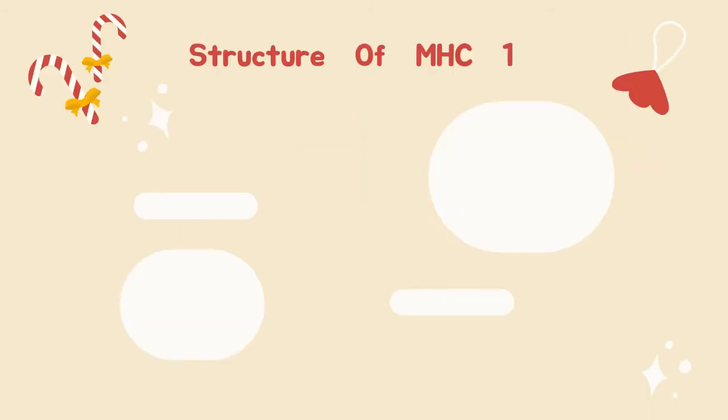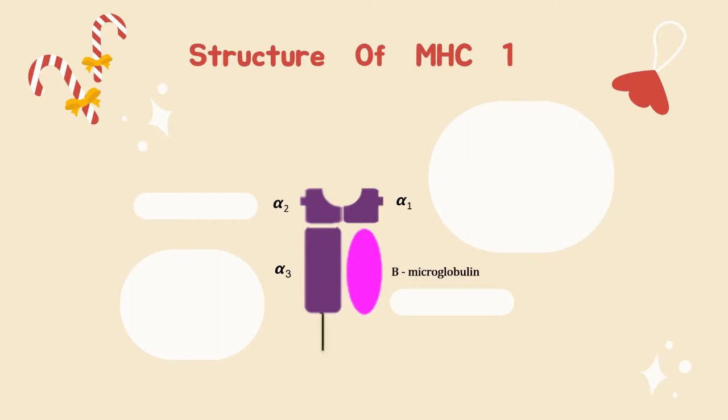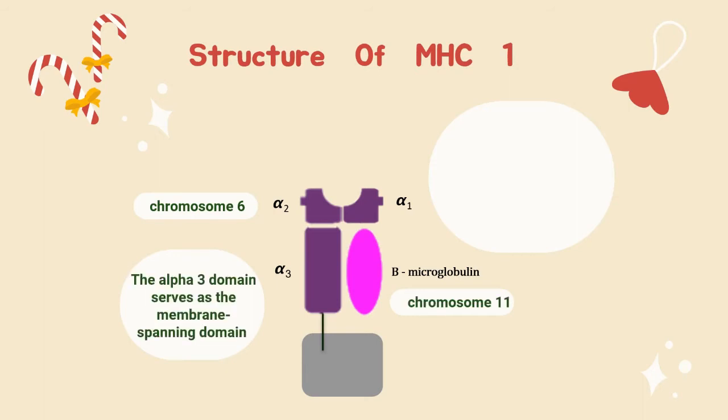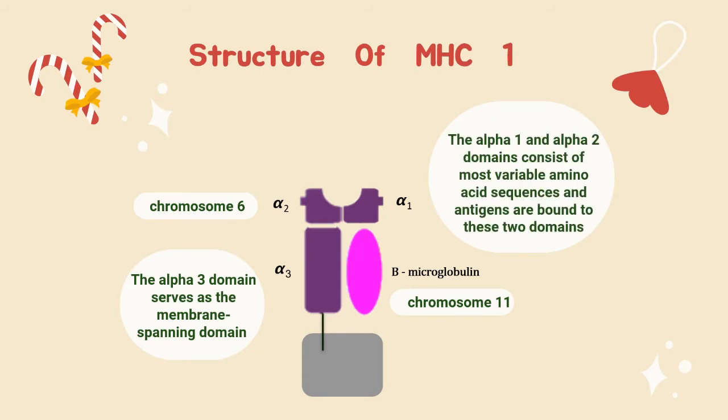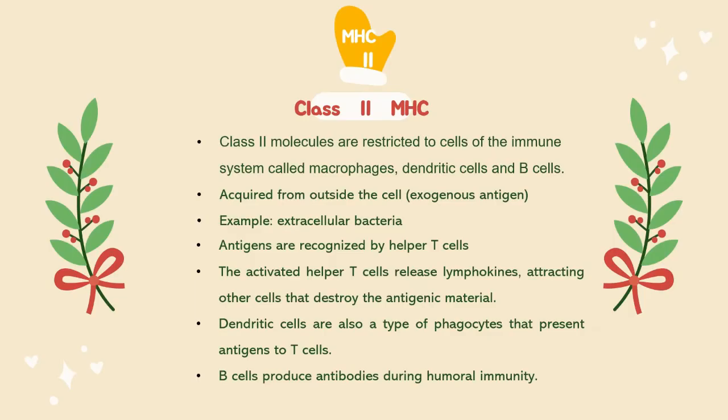Let's talk about the structure. MHC1 is composed of three alpha domains, alpha 1, alpha 2, and alpha 3, and a single beta domain. Alpha domains are encoded by chromosome 6, while the beta domain is encoded by chromosome 11. The alpha 3 domain serves as the membrane-spanning domain. The alpha 1 and alpha 2 domains consist of the most variable amino acid sequences, and antigens are bound to these two domains.